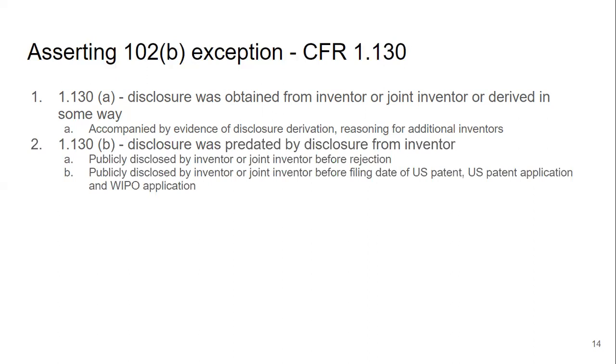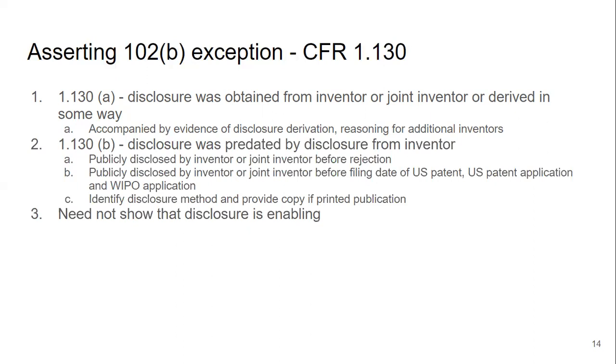And then you also use this one if you publicly disclosed before the filing date of whatever the prior art being used under 102(a)(2). And then you would identify the disclosure mode and then provide the copy if it was a printed publication. There's no need to show that the disclosure is enabling. That's a big one. And then who files this 1.130? It's going to be the applicant.